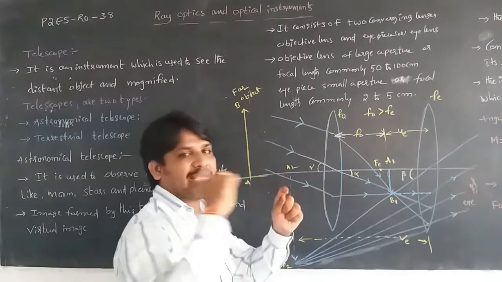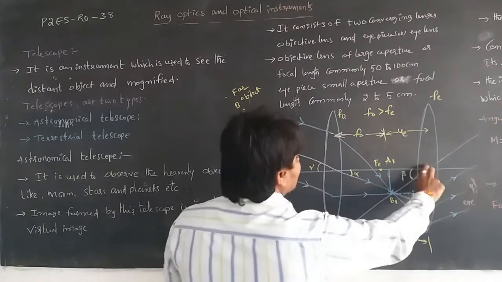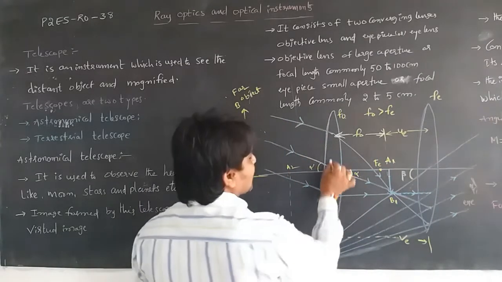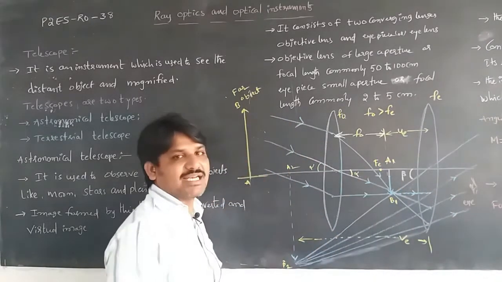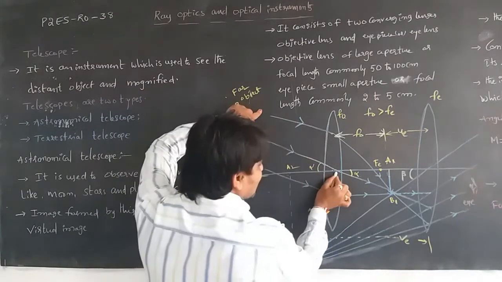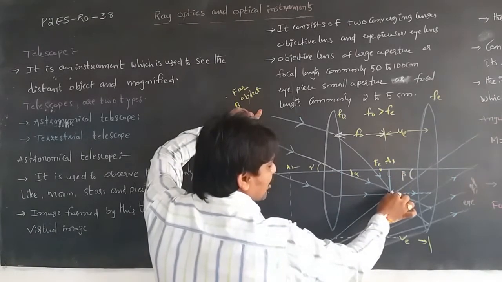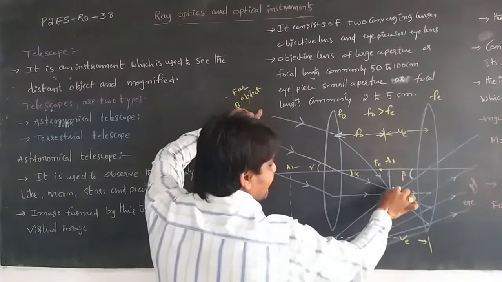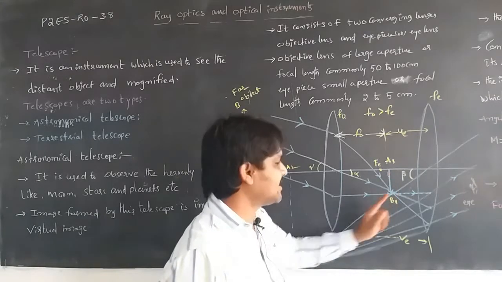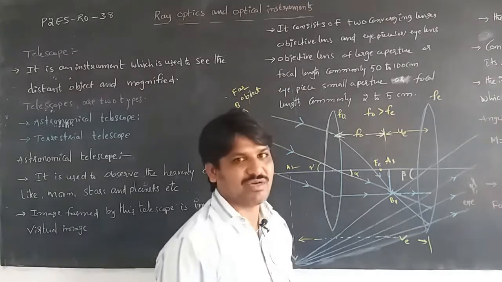One tube slides on the other. That's why these two are fitted in the cylindrical tube. When the light passes through the objective, a real and inverted image is formed at A1 B1, which makes an angle alpha, the visual angle.